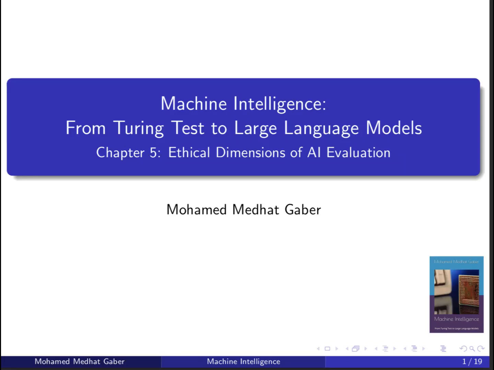Welcome to Chapter 5 of our exploration into the fascinating world of machine intelligence. In this chapter titled Ethical Dimensions of AI Evaluation, we will delve into the critical intersection between artificial intelligence and ethics. As we advance in developing sophisticated AI systems, especially large language models, LLMs, it becomes imperative to consider the ethical implications of our creations.